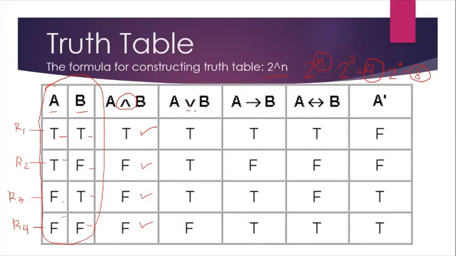Next, kung or naman, so true or true, that's true. True or false, that's true. False or true, that's true. False or false, that's false. Okay, so or naman, yung rule niya is magiging false lang siya if ever lahat sila false or lahat ng simple statements natin ay false. The rest, true. Okay, that's the rule for or.